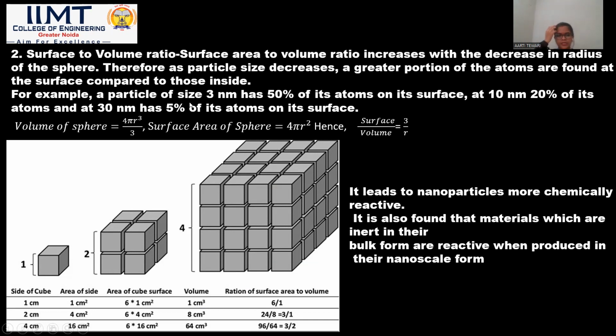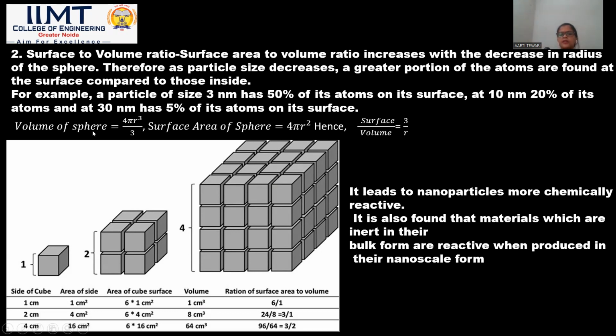Okay. Then the second property that changes is the surface to volume ratio. You can also imagine and visualize that when I decrease the size of the particle, if you keep on decreasing the size of the particle, what happens? There are more particles at the surface of the particle. I will have more atoms on the surface than I will have in the volume. So what happens is that the surface to volume ratio would increase. Okay? So with the decrease in the radius of the sphere, you see that the surface to volume ratio increases.